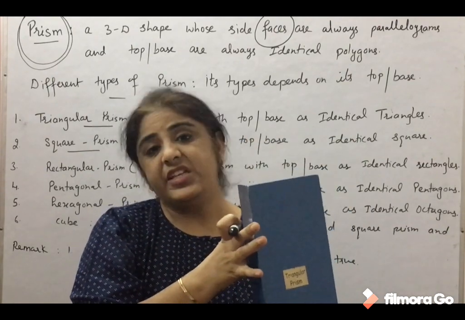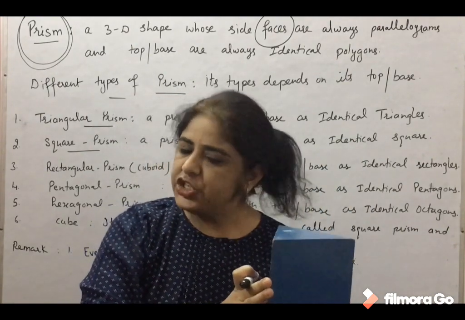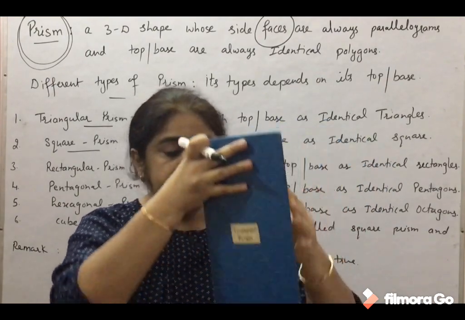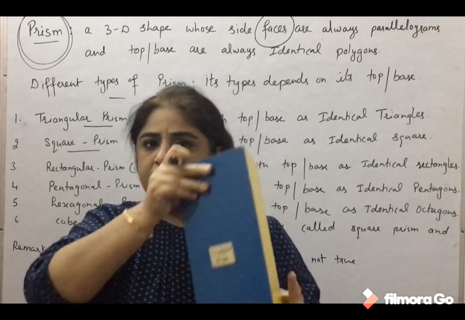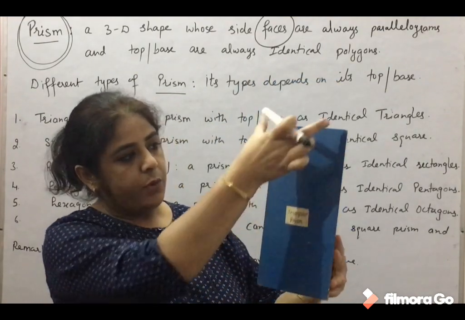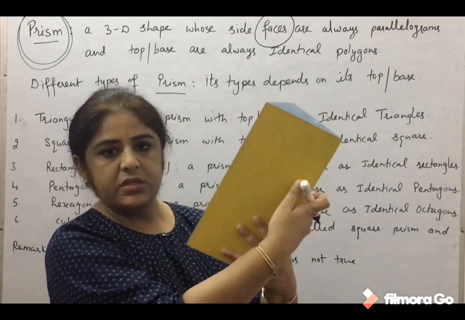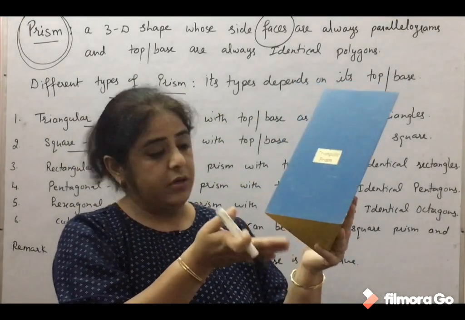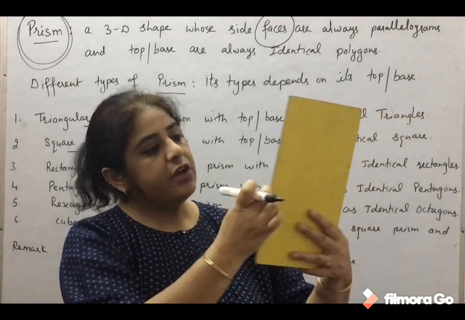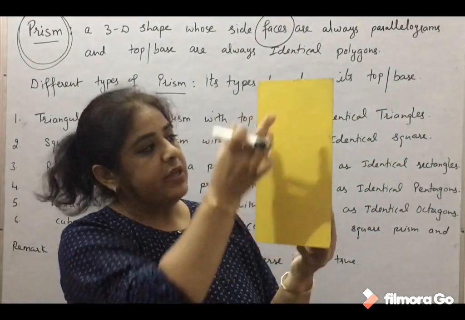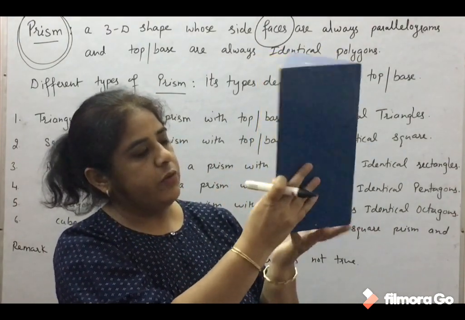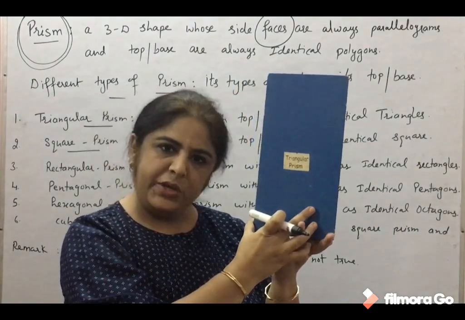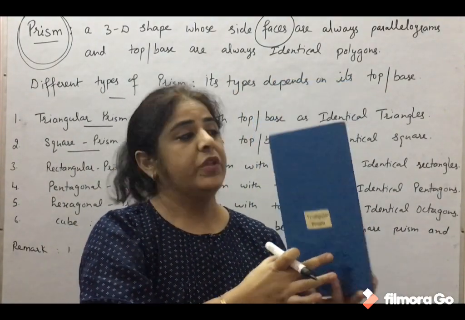So what are prisms? Prisms are 3D shapes where the side faces are parallelograms. If we observe this shape, these are called the side faces. This is your top face, and this is your base face. If we observe each side face, what is the shape? Rectangle. And we know every rectangle is a parallelogram.